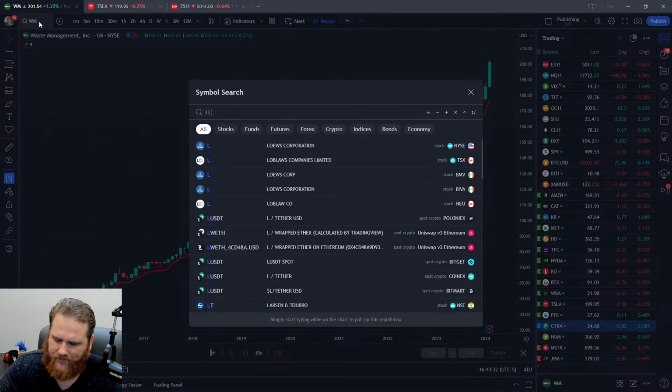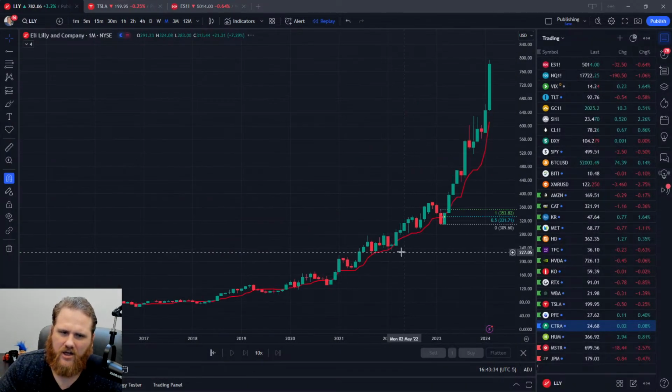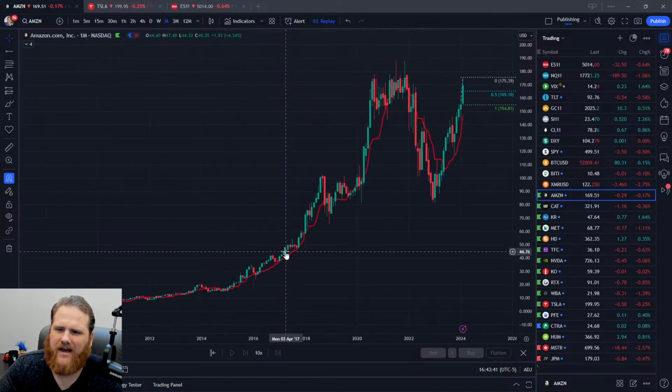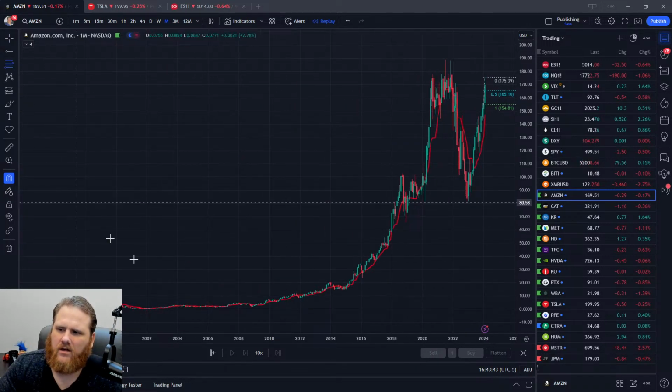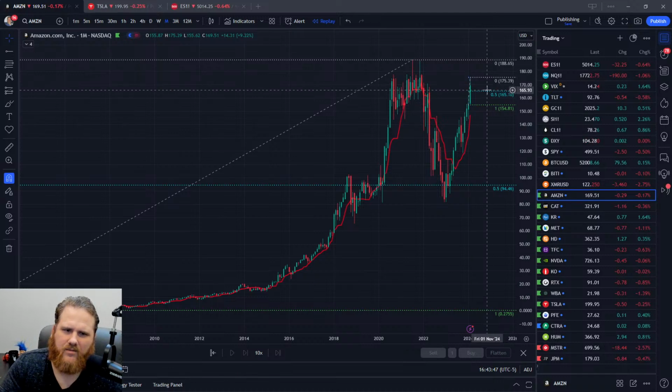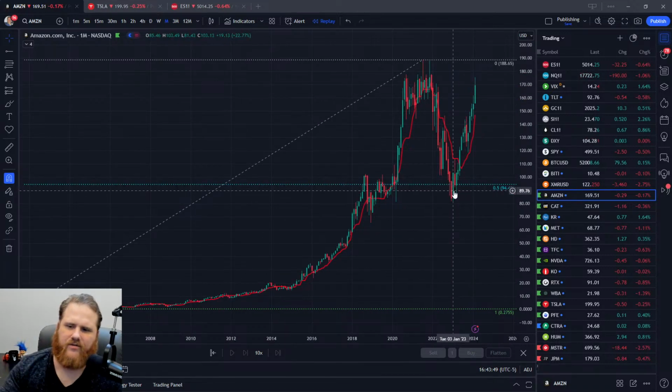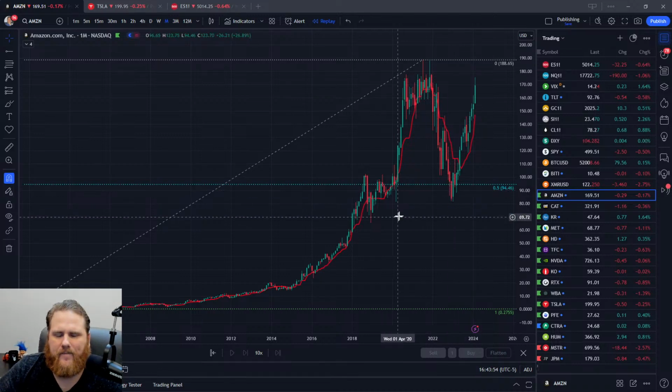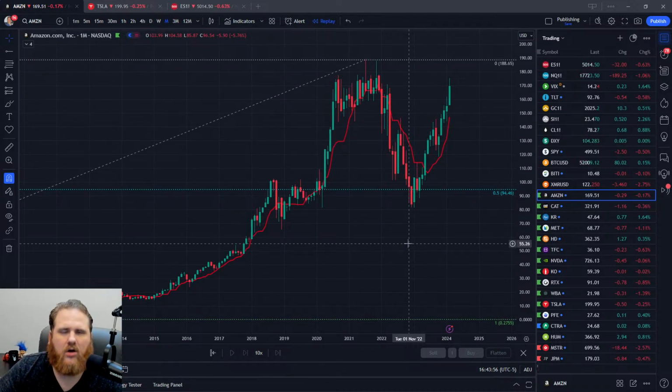LLY, another one, just looks like a damn crypto. Amazon, and these are going to be ones where I may have gotten in on a technical level. Amazon was what I call the trade of the century because it pulled back to the 50% from 2001 to 2021. And these are ones that I'll put in long-term holdings.